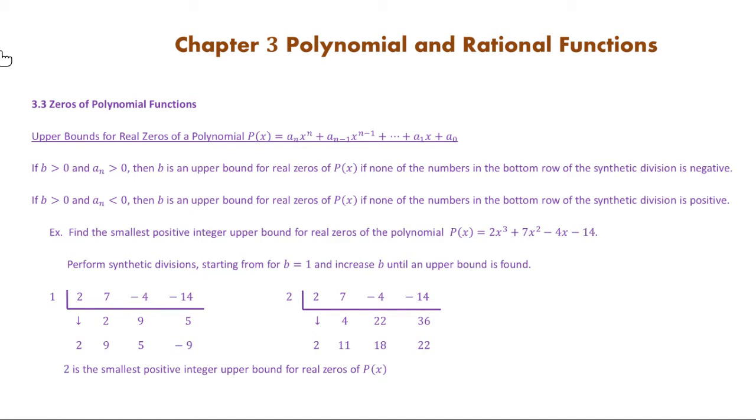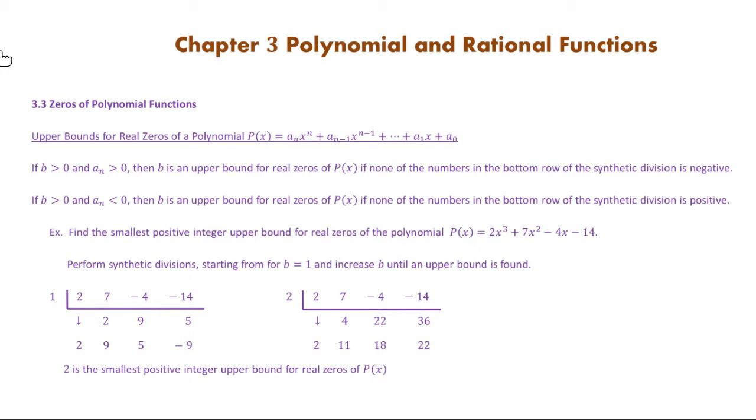Do the synthetic division again. Move 2 down again, and then multiply 2 by 2, you get 4. Put it under 7, and add 4 and 7, you get 11. And then multiply 2 by 11, you get 22, put it under -4, and add -4 with 22, you get 18. Then you multiply 2 with 18, you get 36, put it below -14, and add -14 with 36, you get 22. So you can see all the numbers in the bottom row of the synthetic division are positive.